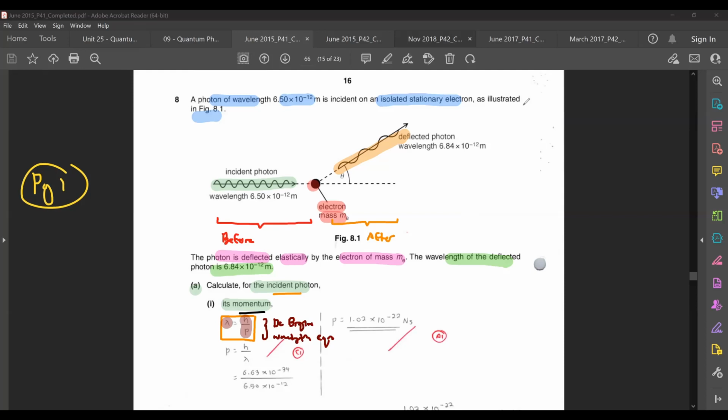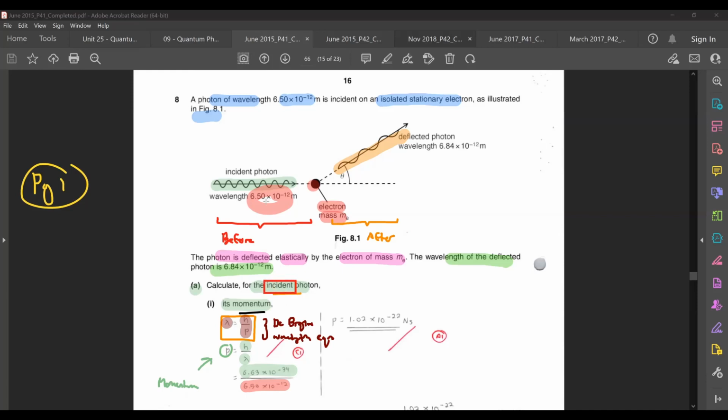Okay, so let me just write it here. This one, P here, is actually the momentum that you're trying to find. So it is the ratio of your Planck constant to the wavelength of your photon. Planck constant is 6.63 times 10 power minus 34 divided by your wavelength of 6.5 times 10 power minus 12. You'll be using this wavelength because they want you to calculate for the incident photon.